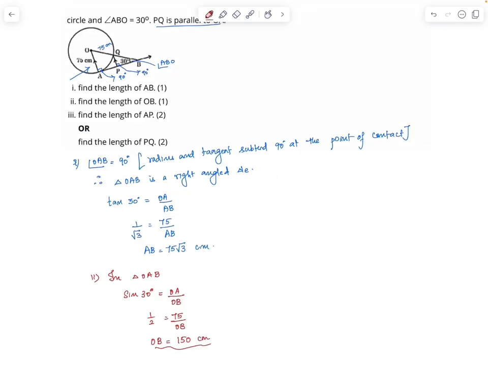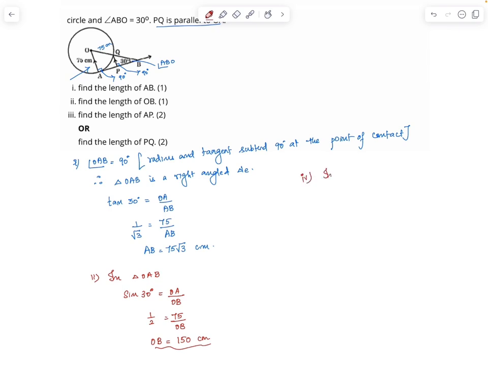The last part of the third question, find the length of PQ. PQ is the base of the small triangle BPQ and we have the measurement of its parallel line, which is 75 centimeters. This parallel line is the base of the bigger triangle OAB. So this question could be solved using BPT, or we can prove the similarity of the two triangles and then take the proportionality of the sides to solve it further.